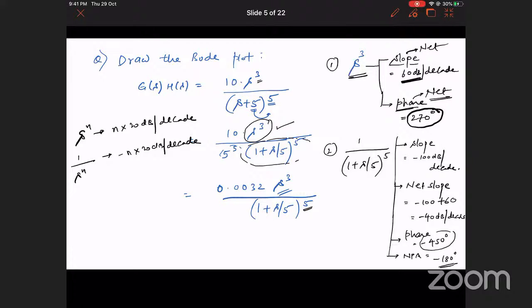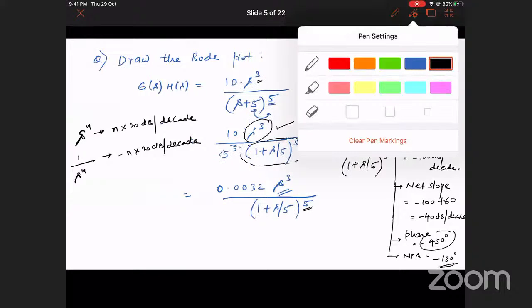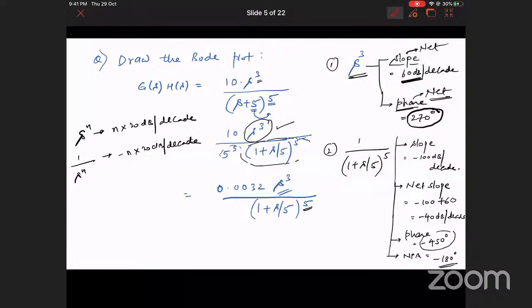So finally, now I can go on plotting this. Don't forget the corner frequency. If you remember, the coefficient of s is called the time constant. So your time constant is 1 by 5. But if you look, the corner frequency is 5. The corner frequency is 5.